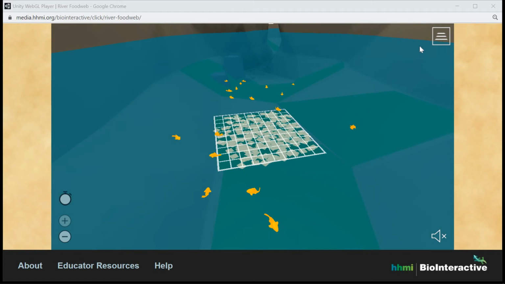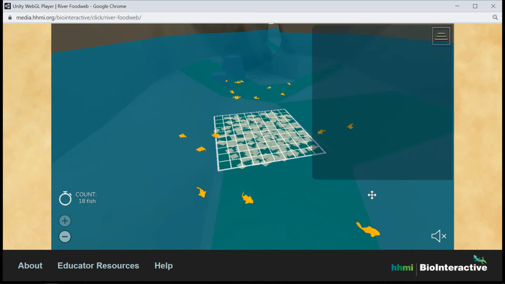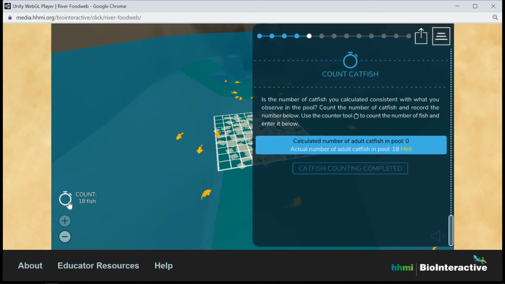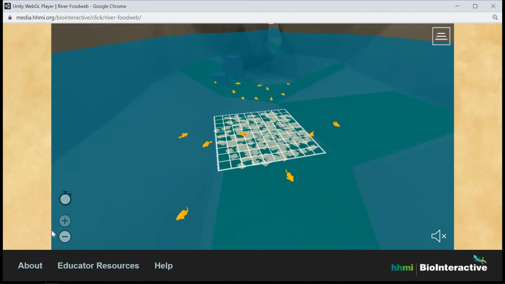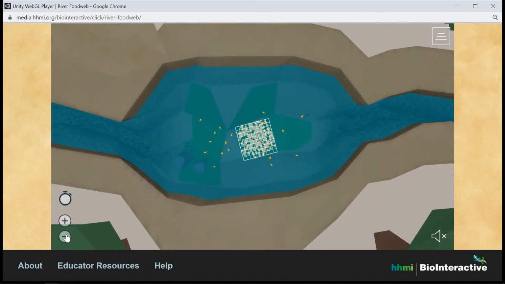Okay, so when you are counting catfish, it will not let you continue until you have counted every single catfish. So if you return your counter and you're still not able to click on catfish counting completed, then you need to maybe zoom out, try a different perspective, and see if you can find your missing catfish. I found it.